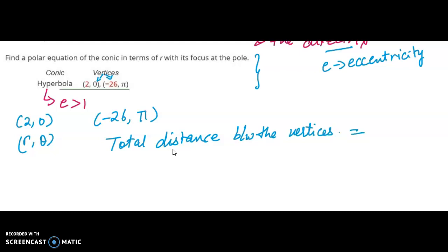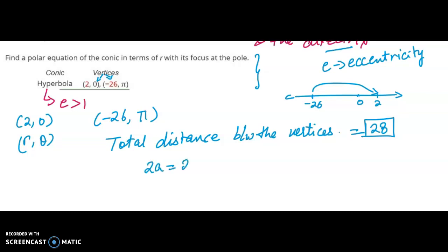If you imagine a number line, you are at negative 26 and you have to reach 2. So just a basic number line: you are at negative 26, you have a 0 here and then 2 here. So how many units from here to there? 28. The total distance is 28. If the total distance is 28, that means 2a is 28. So a should be nothing but 14.